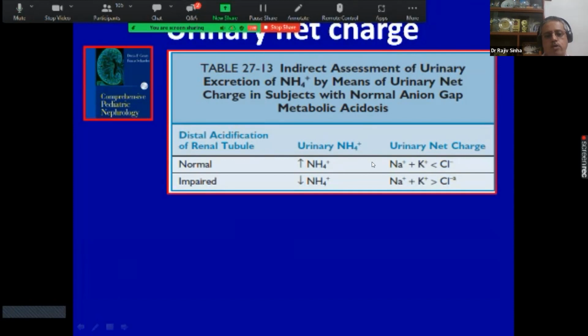And if it is positive, so if the sodium plus potassium is greater than chloride in presence of acidosis, it means that your kidney is not doing its work. The distal acidification is impaired. On the other hand, if your distal acidification is not impaired, if the kidney is working fine, then your sodium plus potassium should be less than chloride, as is shown here.